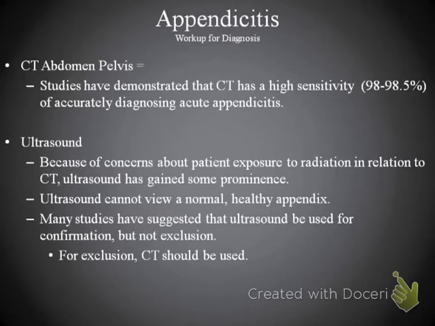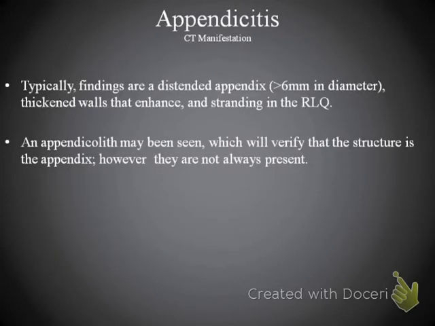However, for exclusion of appendicitis, you have to use CT. There is no other method for it. Ultrasound just is not accurate for that. So what does appendicitis actually look like on CT?